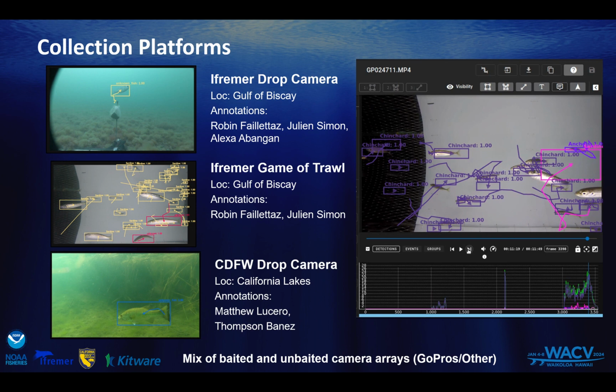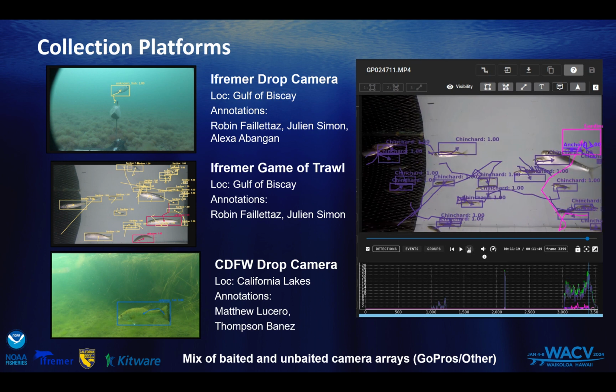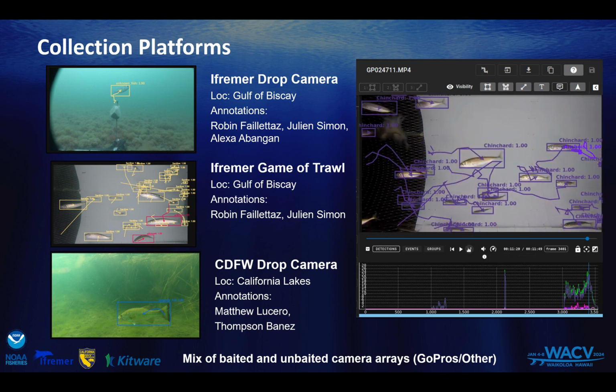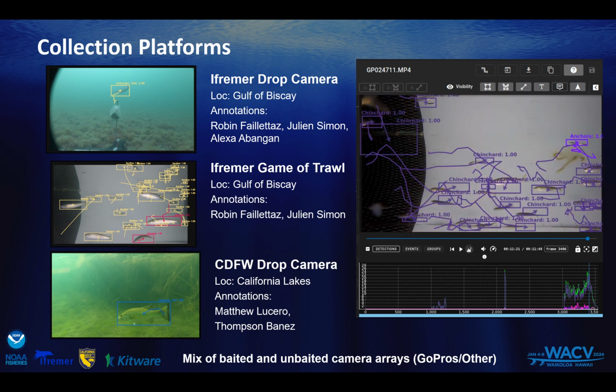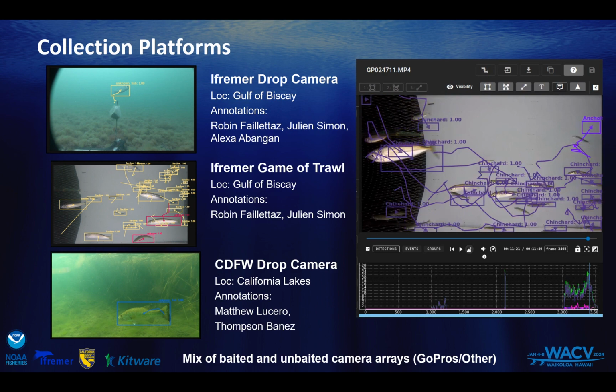The CDFW dataset is unique in that it's one of the only freshwater collects here, containing a slightly higher amount of natural debris and particles in the water. Many lake videos were not used due to very high water turbidity.